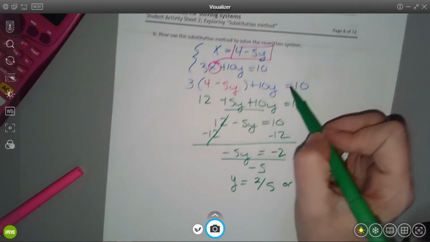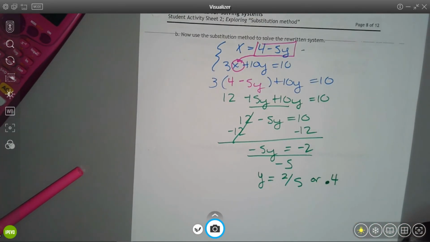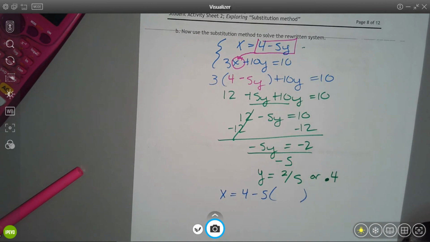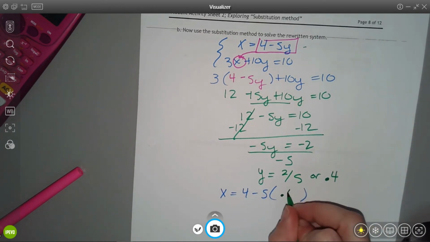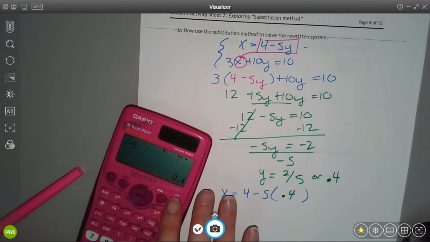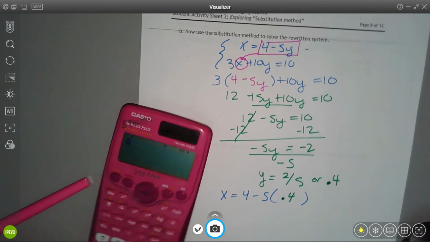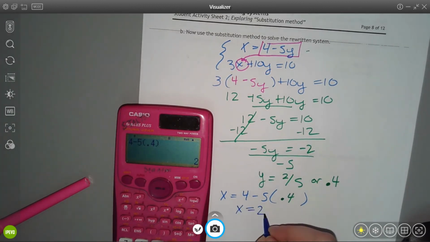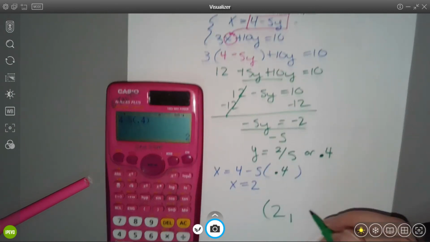And with this one, now we have to go back. I'm going to use the original equation. X equals 4 minus 5 times my y. Well, we just said y was 0.4. So I'm going to use my calculator on this, and I'm going to say 4 minus 5 times 0.4 equals 2. Okay, guys, I didn't do that math on my own. Calculator did it. So my answer here, again, you can use either one of those. I'm going to say my x is 2, my y is 0.4.